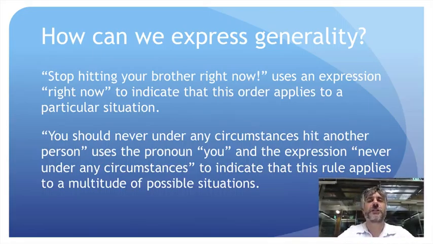So how can we express the generality of a rule? Well, notice, if I say to one of my kids, "Stop hitting your brother right now," I'm using the expression "right now" to indicate that my command applies to a particular situation, namely the situation that we're in right now when I issue the order. But if I say, "You should never, under any circumstances, hit another person," I'm using the pronoun "you" and the expression "never under any circumstances" to indicate that the rule applies to a multitude of possible situations.